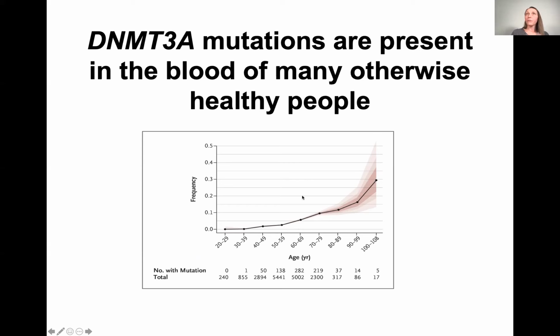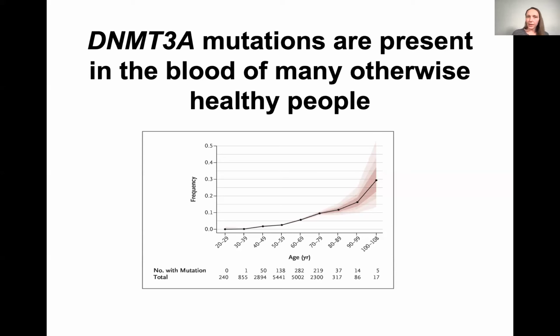But again, if everybody by the age of 50 has a detectable DNMT3A mutation, but only 10% of people by the time they're 80 will have 2% or more of the blood cells with DNMT3A mutations, that means this only happens to a subset of individuals. And there's a lot of ongoing research to help identify what puts you at risk for that expansion of DNMT3A in your blood, but we still don't have a good understanding of that.